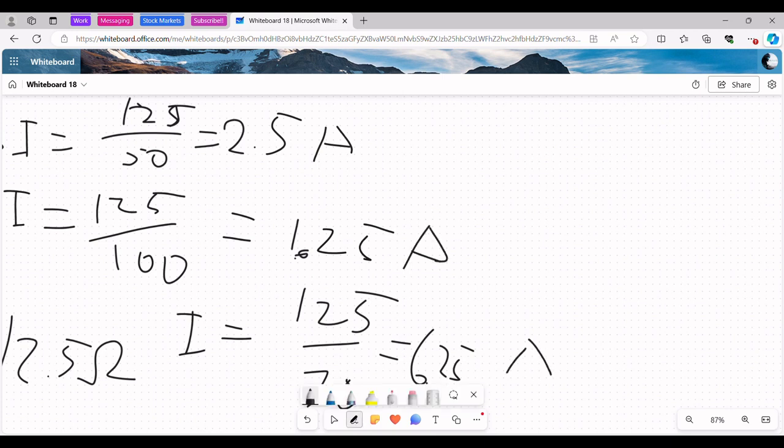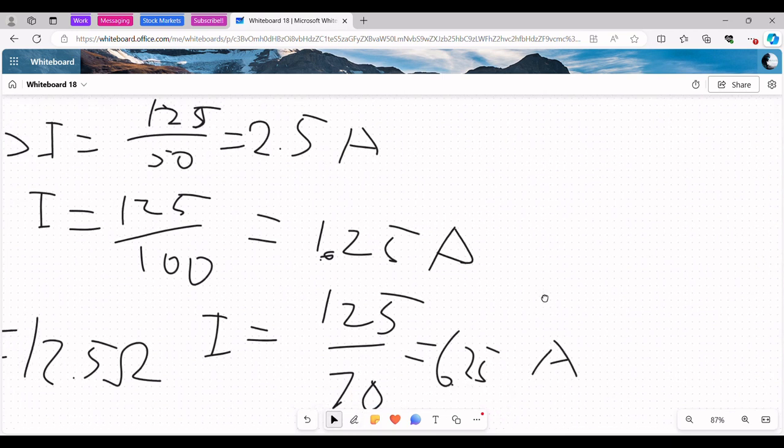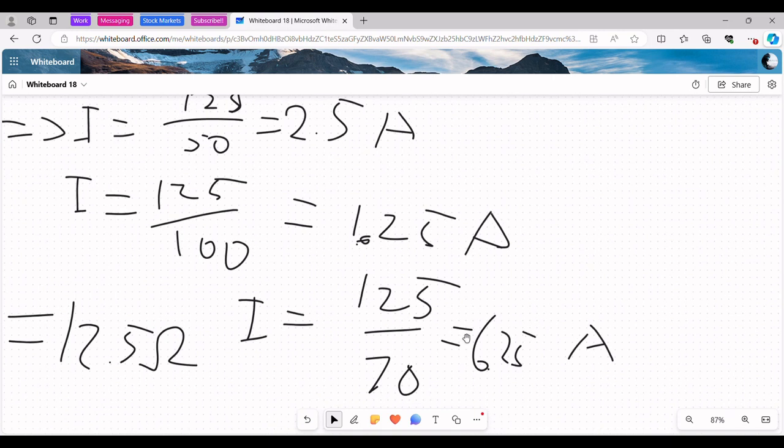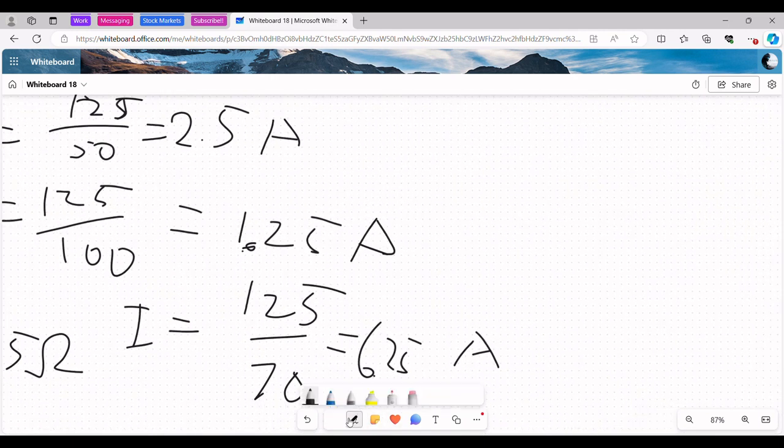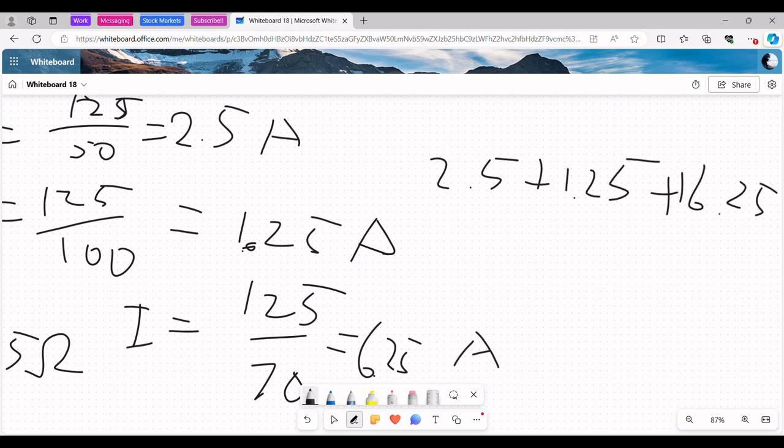That's amps, and that's amps. So since we already know all the individual amperes, we should be able to add them up and get the total current. So let's just do that really quick. 2.5 plus 1.25 plus 6.25: 1.25 plus 6.25 is 7.5, and 7.5 plus 2.5 is 10.